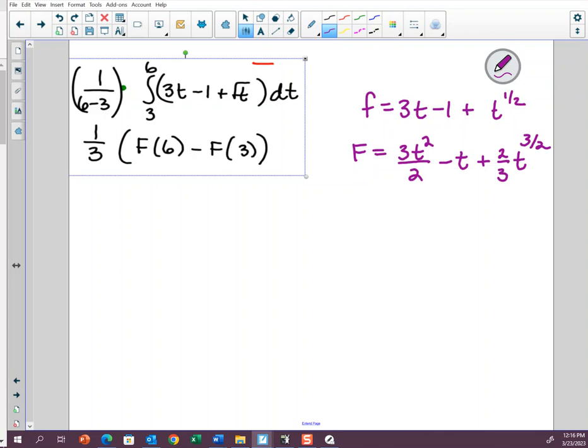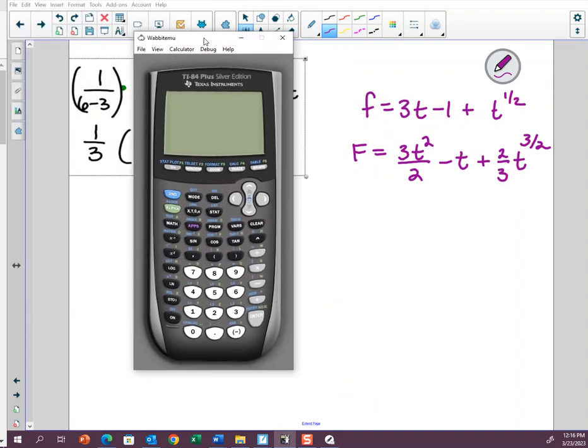This is going to be a little bit of a messy problem because we're going to be plugging a 6 in and we're going to be plugging a 3 in, and we've got t to the 3/2. That's like the square root of something and then cubing. 6 and 3 don't have nice square roots, so these are not going to be nice numbers. We're going to get decimal numbers. Okay, lots of little things you can do with your handheld calculator to help offset the calculation issues.